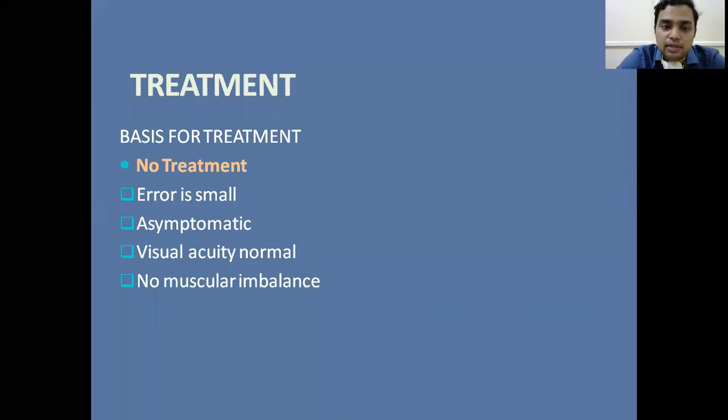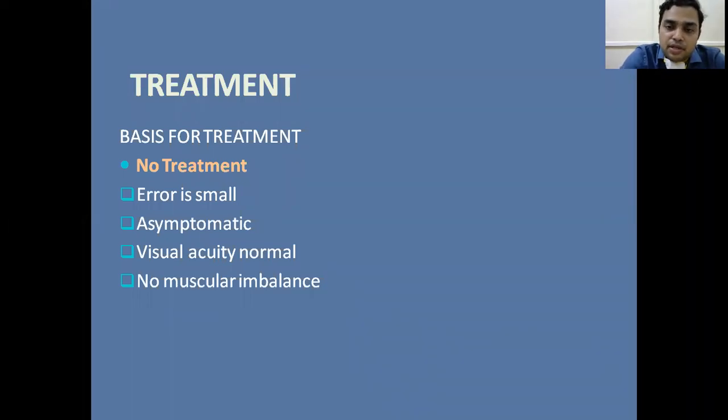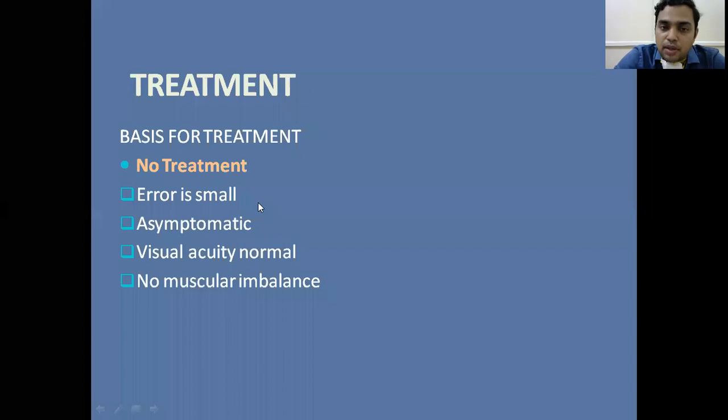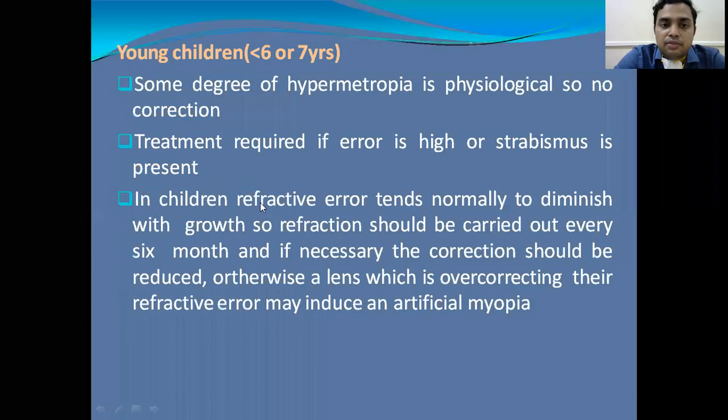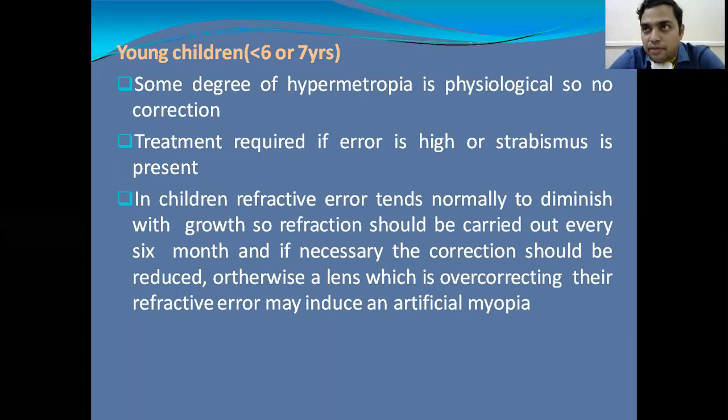And if the patient is asymptomatic, the visual acuity is normal, and there is no muscular imbalance, that is no squint, we don't treat the patient with glasses. Simply we leave the patient if asymptomatic with mild refractive error. But in young children between the ages of 6 to 7 years, some degree of hypermetropia is physiological, so no correction is required. We can wait for 5 to 8 years because in that age a small degree of hypermetropia is present, and treatment is required if the error is high or strabismus is present.